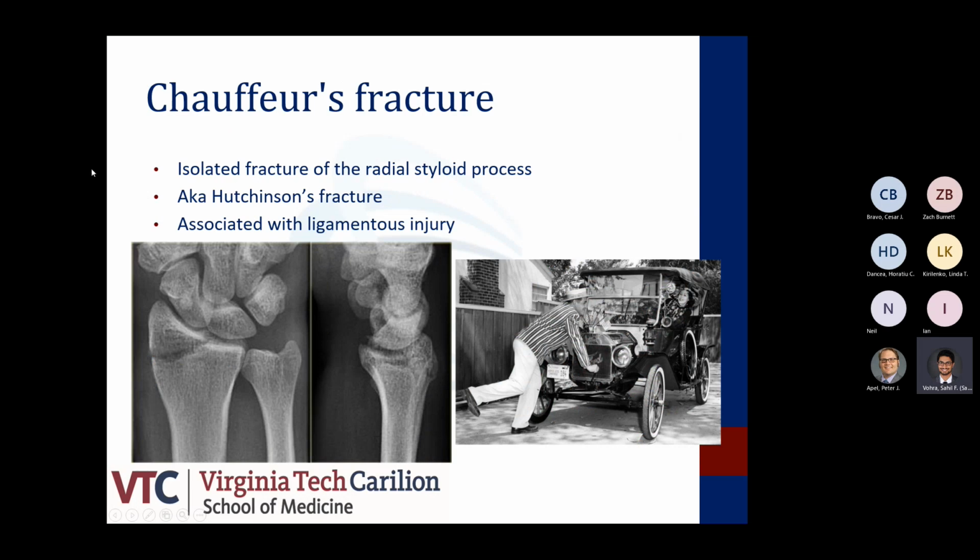The chauffeur's fracture, which is historically an isolated fracture of the radial styloid process, also known as the Hutchinson's fracture, can be associated with ligamentous injury, particularly radiocarpal dislocations, especially if it's that transverse pattern through the radial styloid. They're named chauffeur's fractures because, in the days of hand crank cars, when they would backfire while the chauffeur was trying to start them, it would force a load through the wrist and through the hand, and cause this fracture pattern. So that's where it comes from.